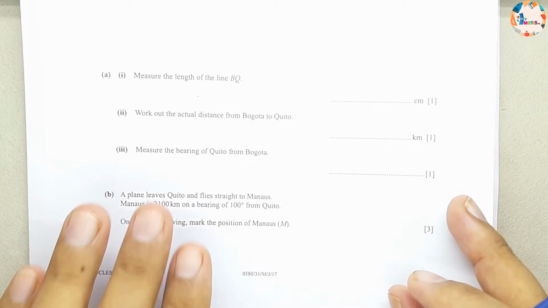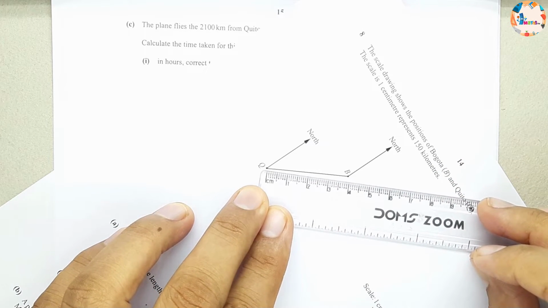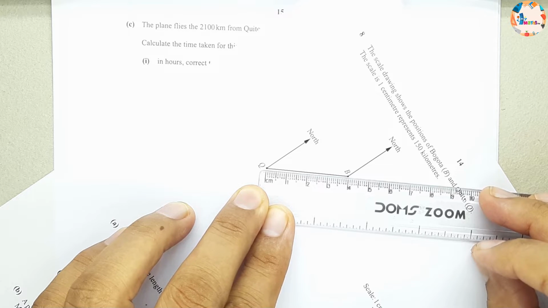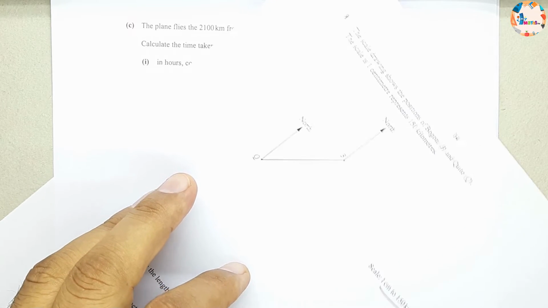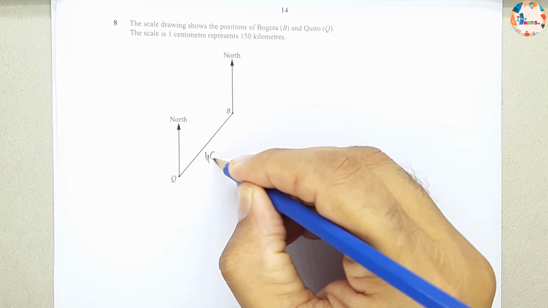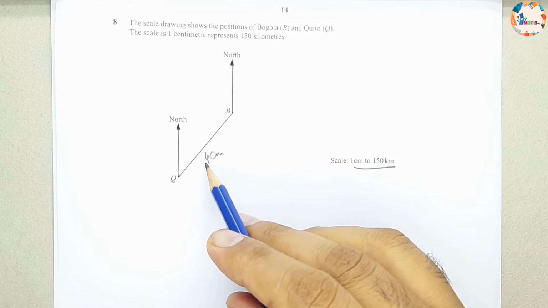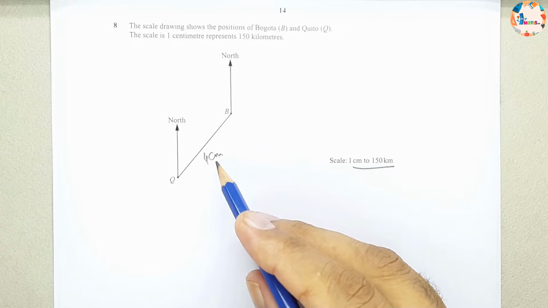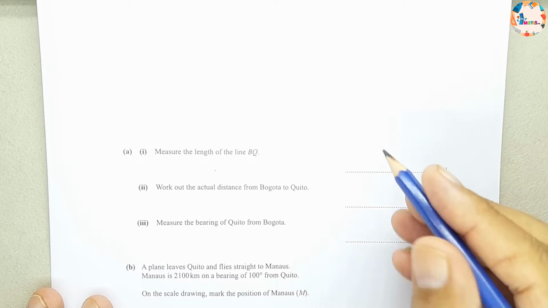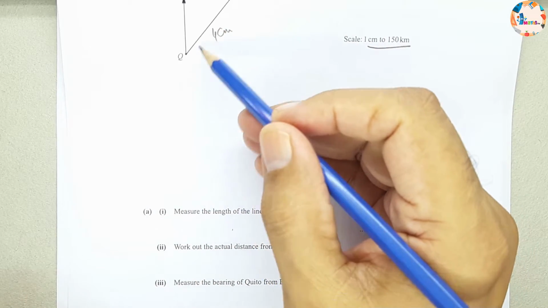Part A1, measure the length of the line BQ. If we measure this drawing, BQ is giving us exactly 4 centimeters. So this is the difference which I was talking about. So this is 4 centimeters. But the original drawing which was provided to the students in the exam had 4.4, and that is the marking scheme answer, which is 4.4. I'm writing the marking scheme answer here, but originally this drawing is 4 centimeters.